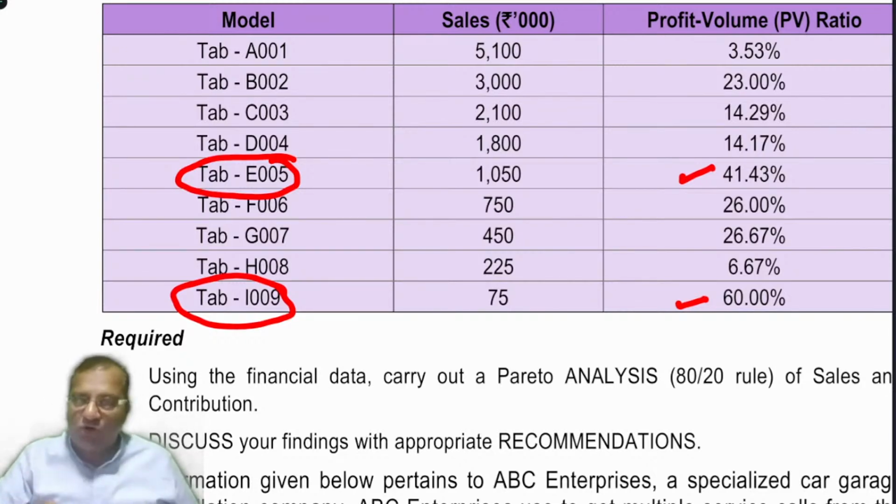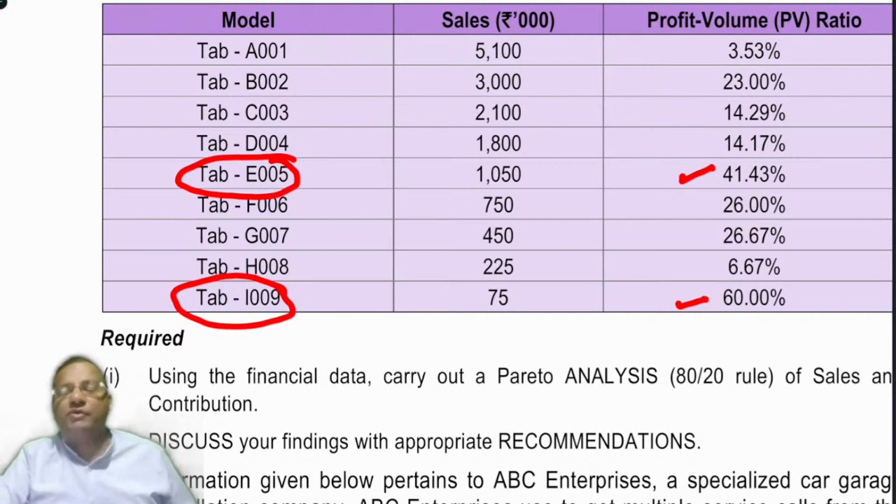First, you should try on your own, and then we will discuss together. That will benefit you more. Okay. If you can write down, you can write down in the copy. The very first point of discussion will be vital few of sales. Vital few of sales. Then on the second point, write down vital few of contribution.